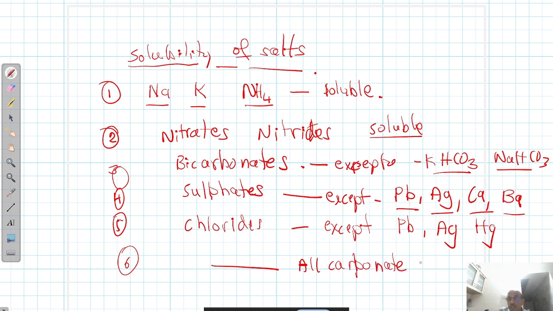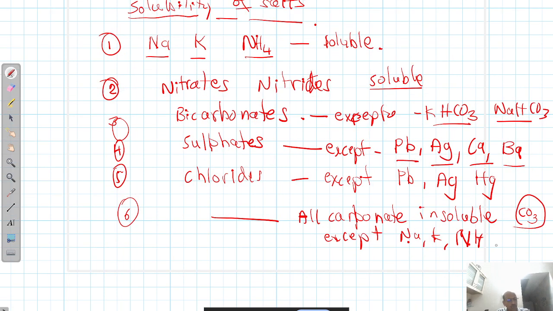are insoluble, except these three: sodium, potassium, and ammonium. Because I said that anything that contains sodium, potassium, ammonium is soluble. So even if it contains carbonate, carbonate means CO3, anything that ends with CO3 is insoluble except sodium, potassium, and ammonium, right? This is the thing.